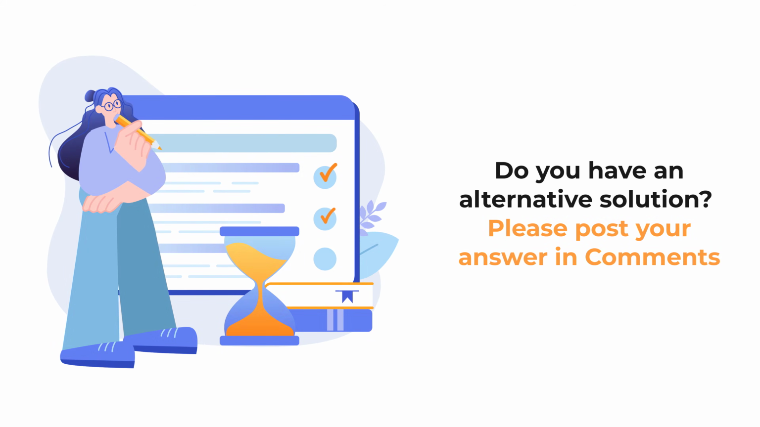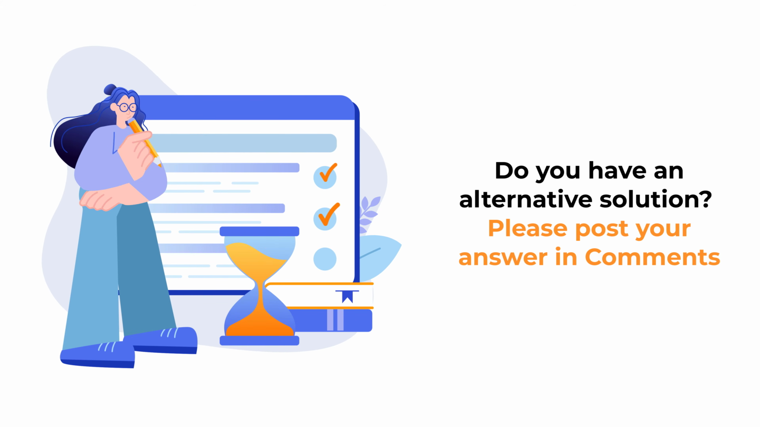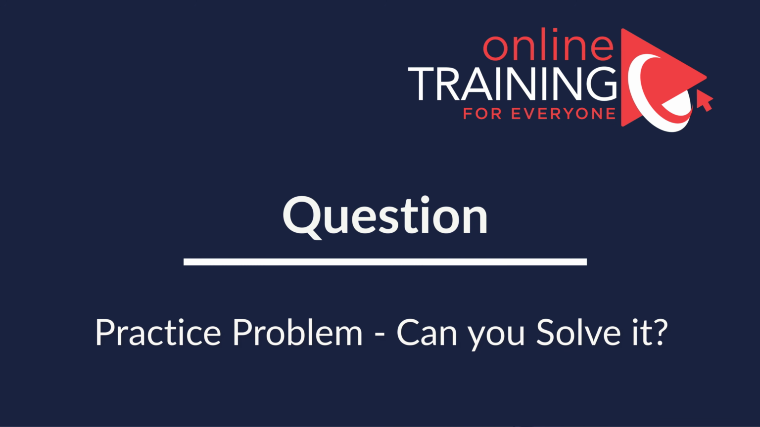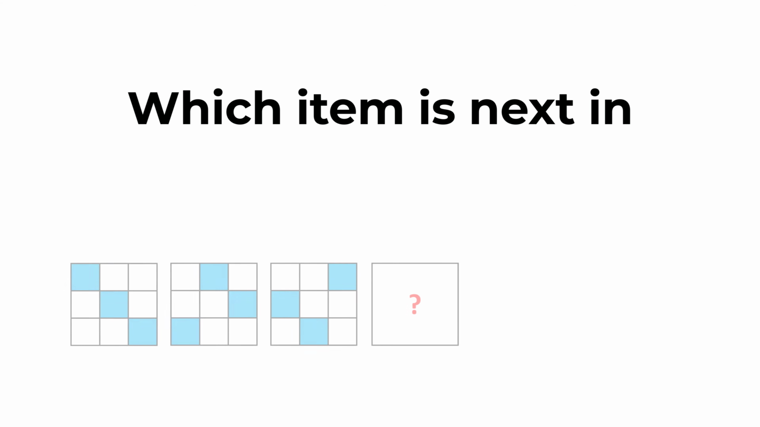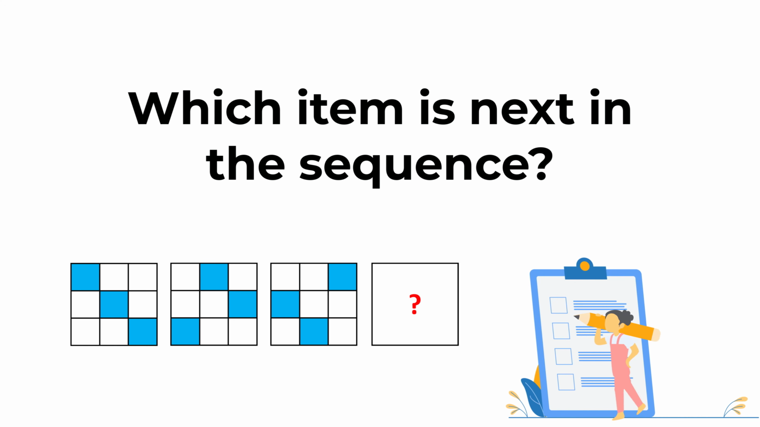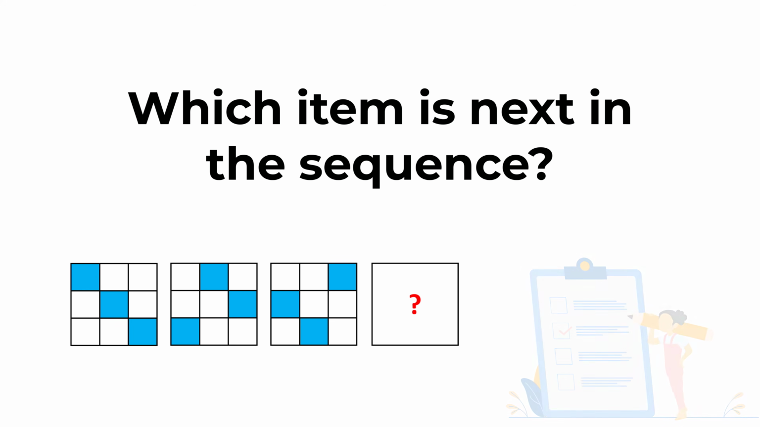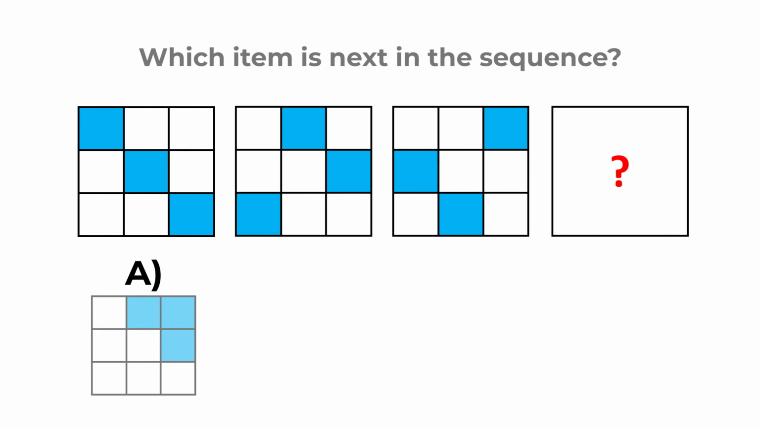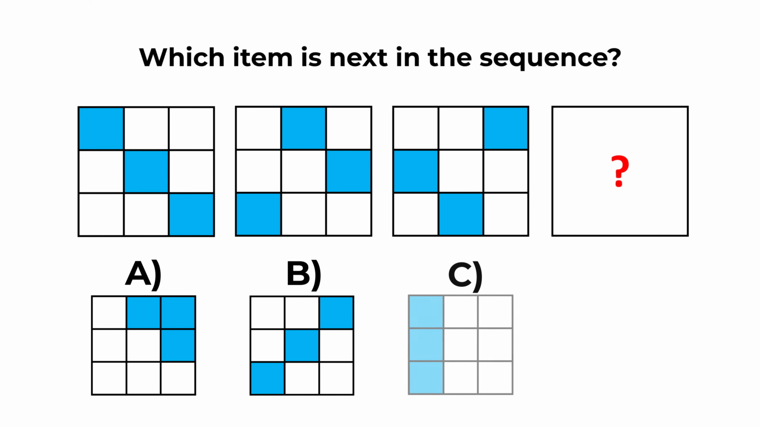Hopefully you've nailed this question and now know how to answer similar problems on the test. And now I have a practice question for you. You need to determine which item comes next in the sequence. You're presented with 3 large squares. Each large square contains 9 small squares inside, and small squares are of a different color. And the 4th square is missing, and you have 4 different choices to choose from. Choices A, B, C, and D.